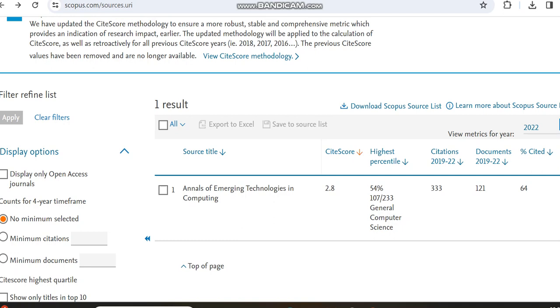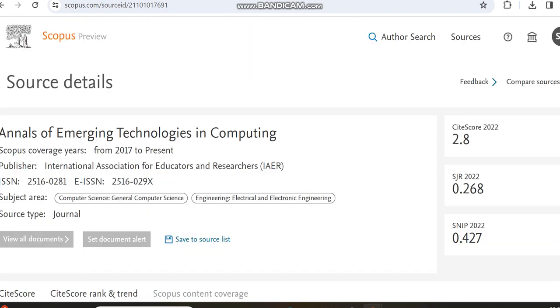The journal which we are going to have a look at today is Annals of Emerging Technologies in Computing. It is a paid journal, but the charges are low. Here they have given general computer science. Apart from general computer science, it also covers subjects related to electrical and electronics engineering. The CiteScore is 2.8, and it has published nearly 121 documents from 2019 to 22, and its Scopus coverage is from 2017 to present.